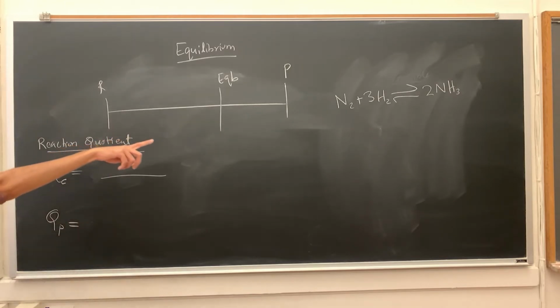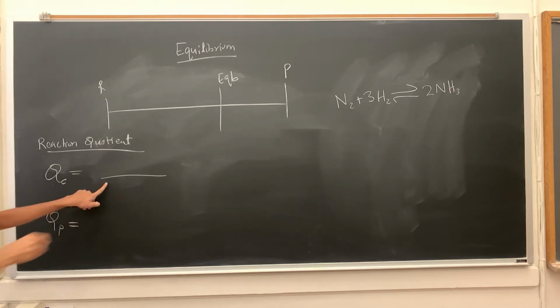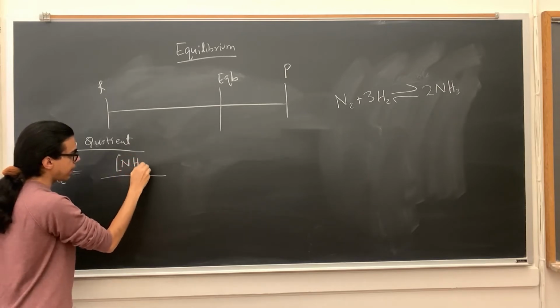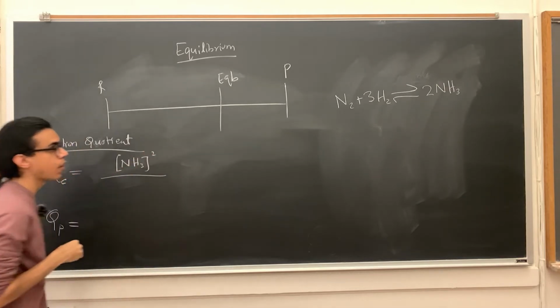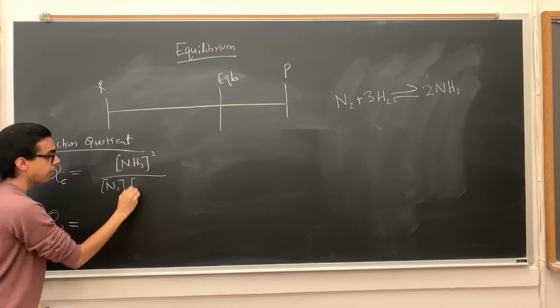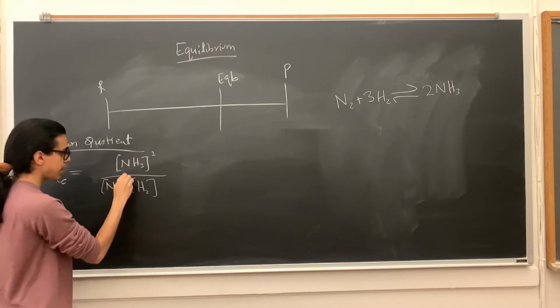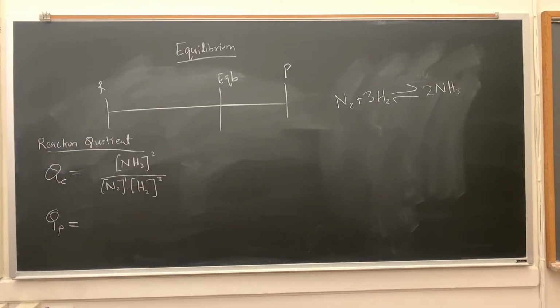So looking at that example over there, the product is NH3. Remember from the last chapter, we write molarity in square brackets? That continues here. So it's square brackets, molarity of NH3. The coefficient of NH3 in that example is 2, so the 2 becomes the power. Reactants go on the bottom, and the coefficients become powers.